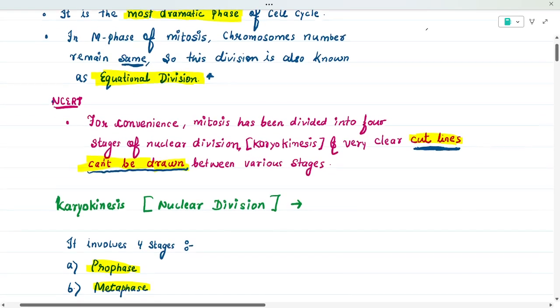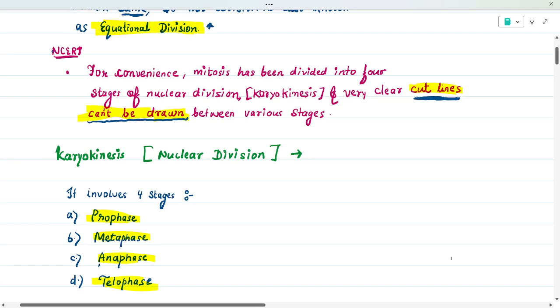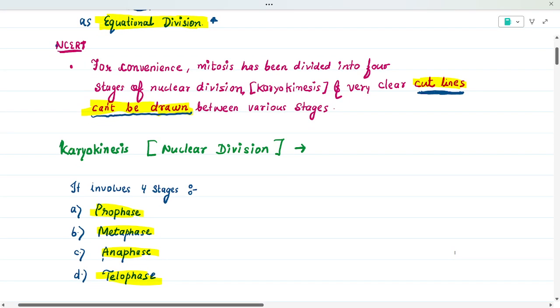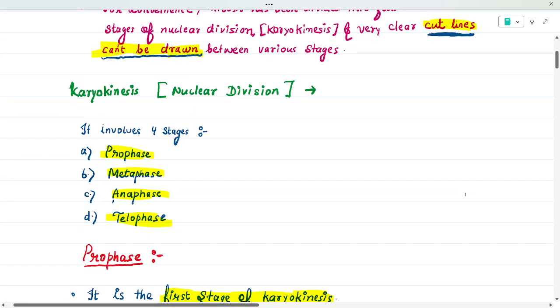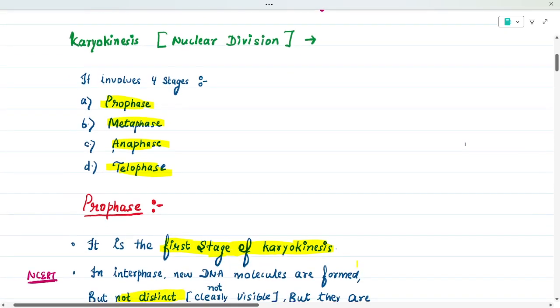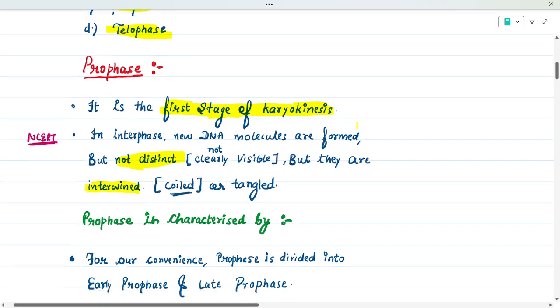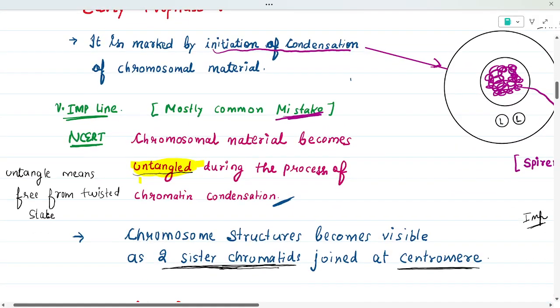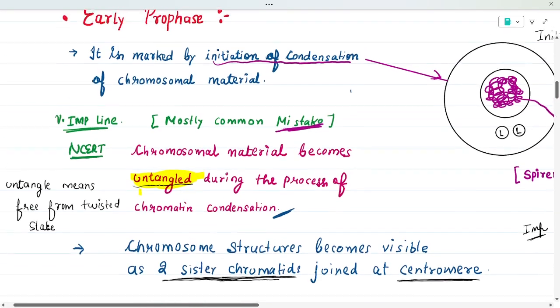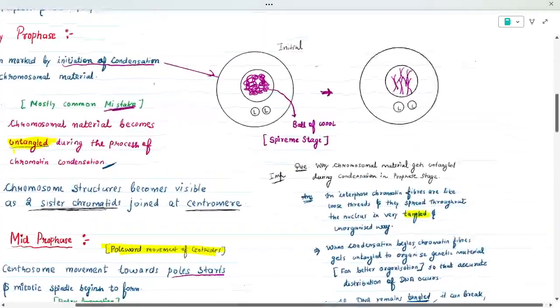In karyokinesis, there are four further stages: prophase, metaphase, anaphase, telophase. In NCERT it is written that there can be no clear-cut lines which can be drawn to explain the end and the beginning of the other phases. Prophase is the first stage of karyokinesis, where chromosomes start their condensation, and during condensation they look like a ball of wool, which is known as the spireme stage.